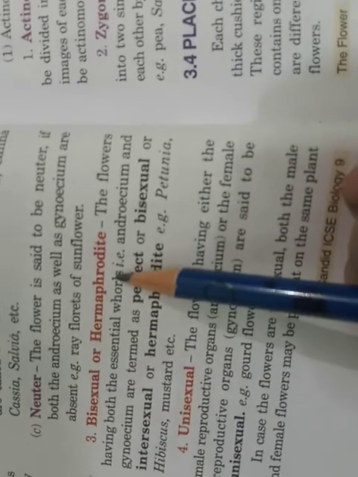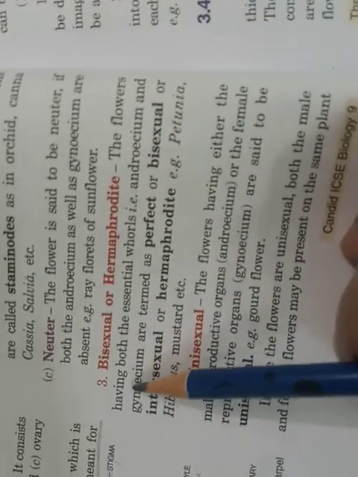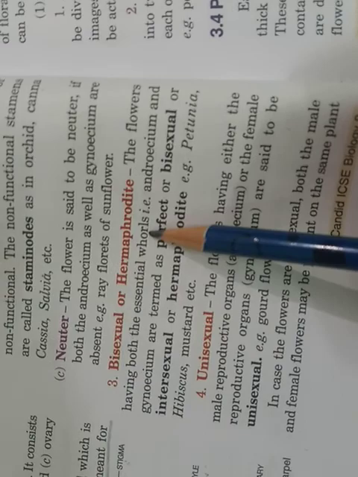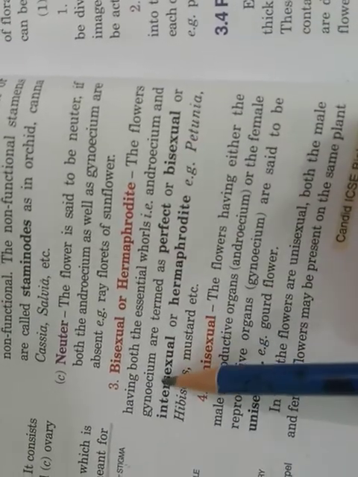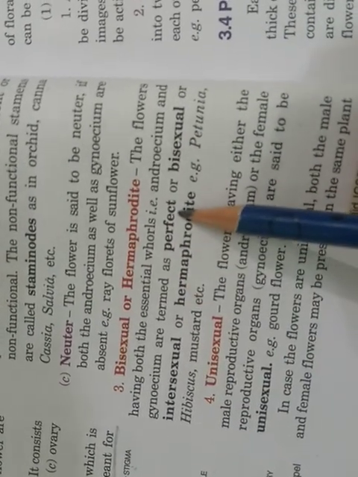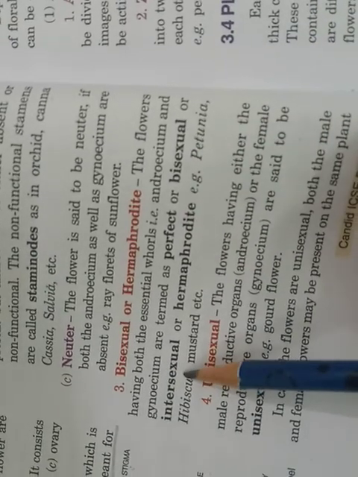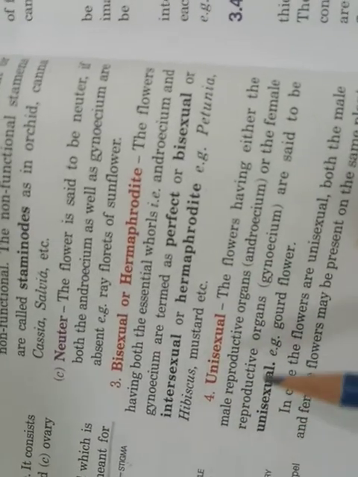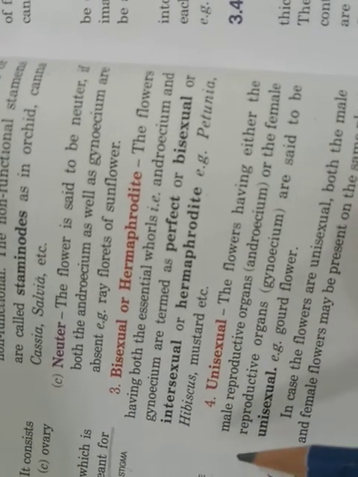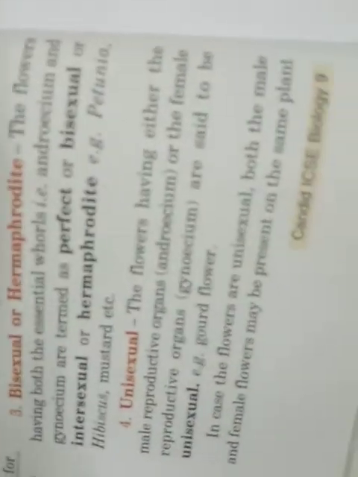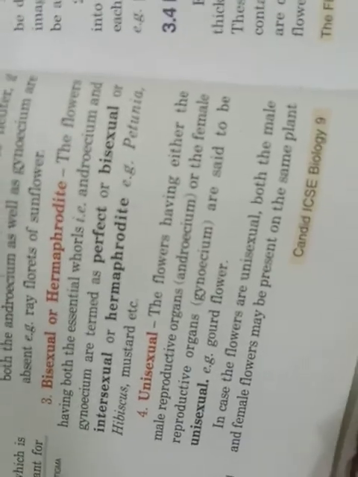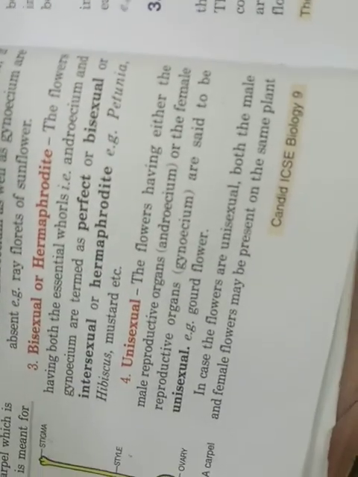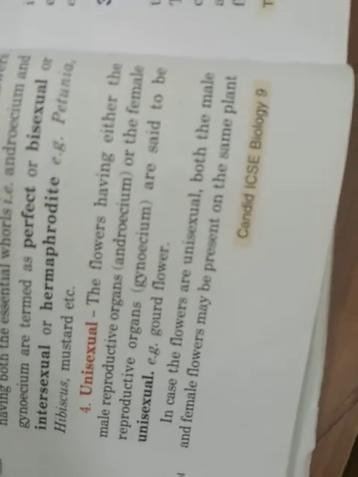Now bisexual or hermaphrodite. The flowers having both the essential whorls, that is androecium and gynoecium, are termed perfect or bisexual or intersexual or hermaphrodite. That means bisexual or hermaphrodite flowers are those in which both the essential whorls, androecium and gynoecium, are present. They are also known as hermaphrodite. Examples are petunia, hibiscus, mustard, etc.